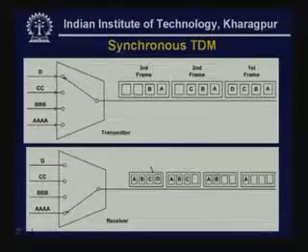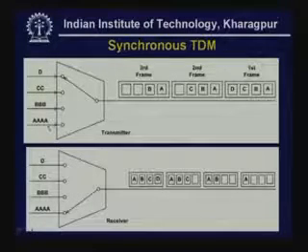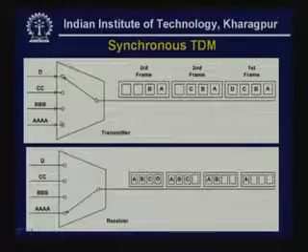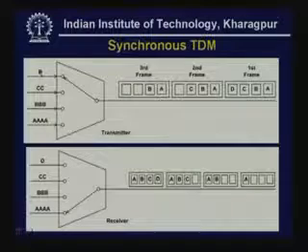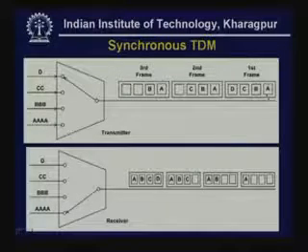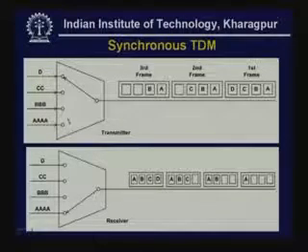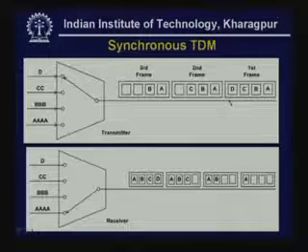So, here the synchronous time division multiplexing is shown. Here, as you can see, the data is coming from 4 sources. Here you have A coming from source 1, B from source 2, C from source 3, and D from source 4. Now, as you can see, the first frame has filled up all the slots A, B, C and D. That means first it is taken from A, then from B, then from C and D. So, all the slots of the first frame are filled up.